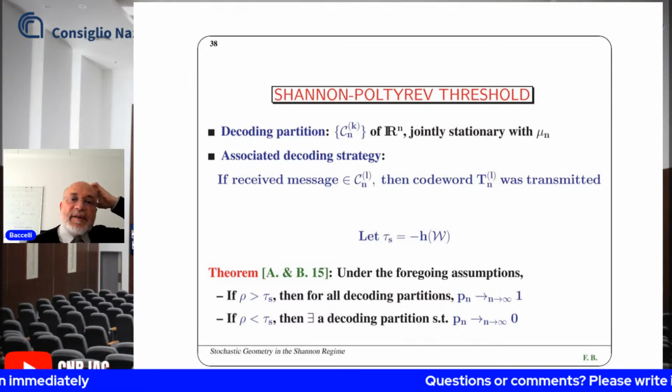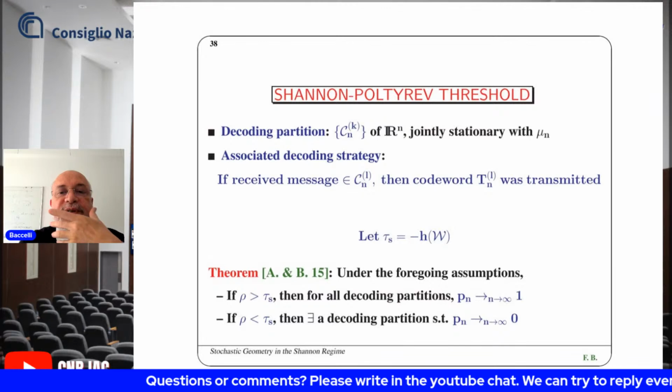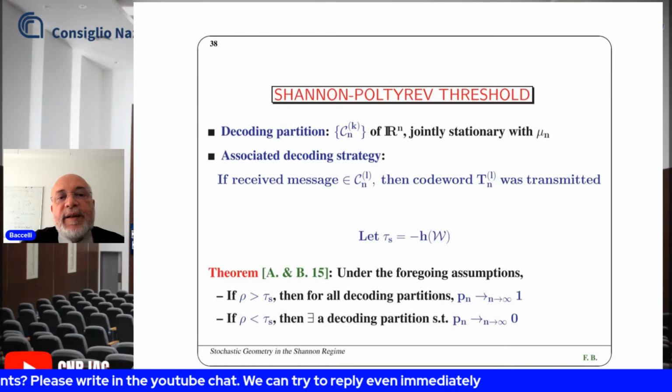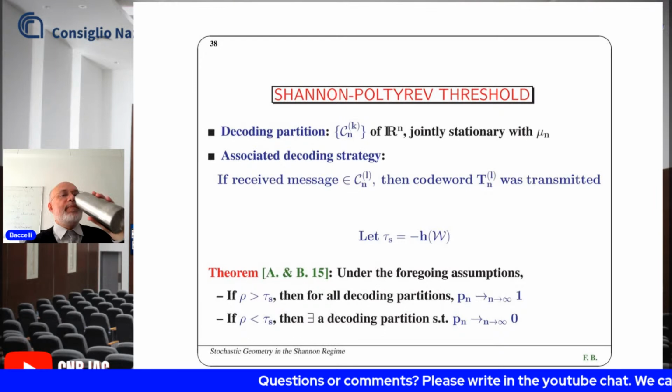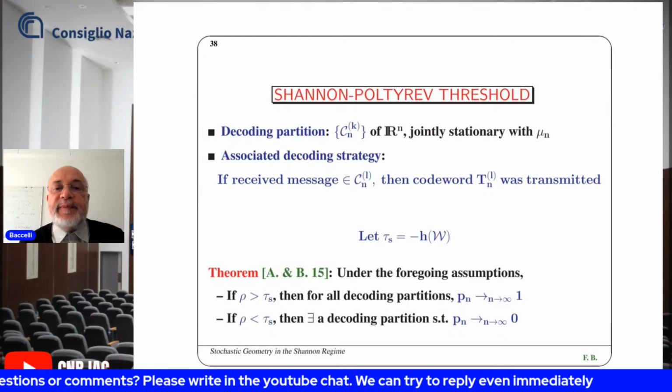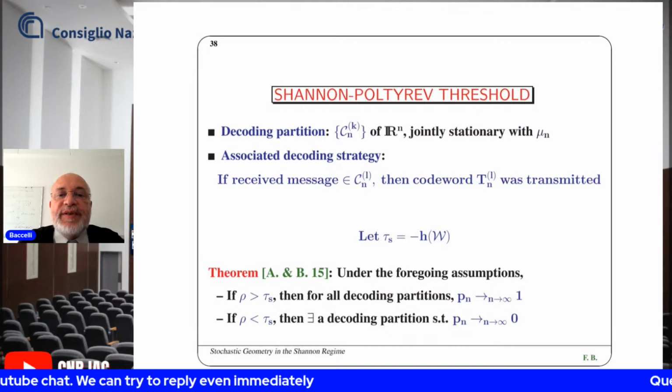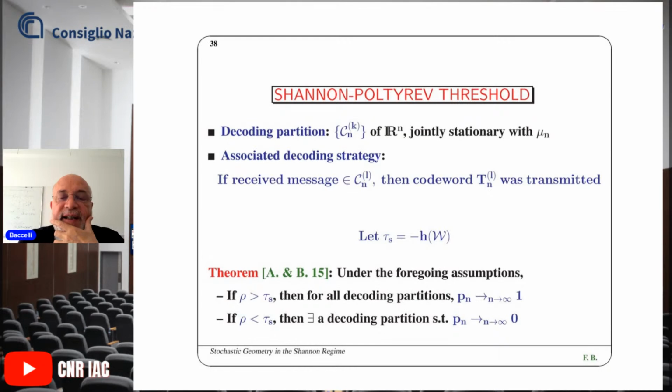And so we introduced a notion of decoding partition, which is jointly stationary with the Poisson point process in every dimension. A decoding strategy is a choice of a partition of the Euclidean space in dimension n, and says that if the blurred code word belongs to C_n, then you declare that T_n was transmitted. And our result is that if you call tau the minus the entropy rate of the additive noise, then if rho is more than this, all decoding partitions fail. Whereas if rho is less than tau S, then there exists a decoding partition such that P_n tends to zero.